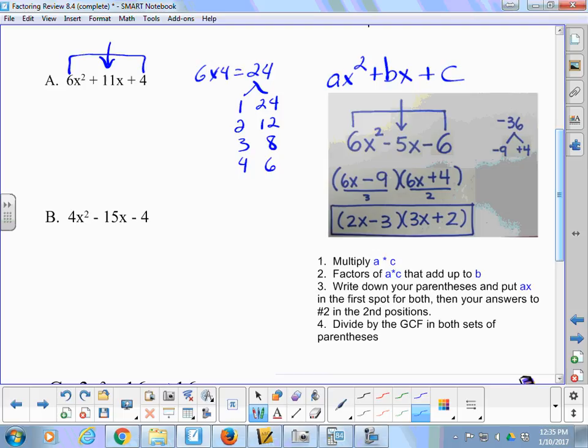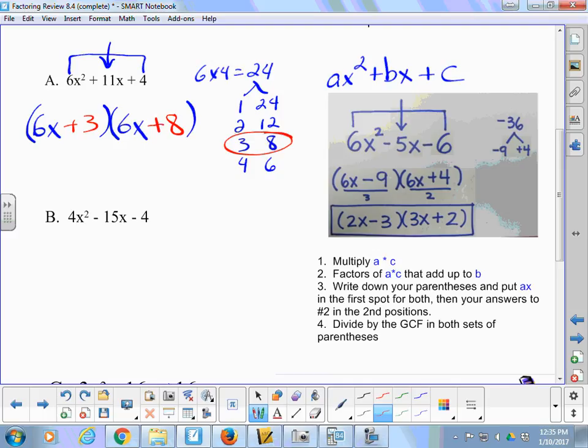So we just need to pick which one, when I add them together, I get 11. Okay, and in this case that is 8 and 3. Okay. So I'm going to put my parentheses. The first spot in the parentheses is going to be 6x, because a times x in both first ones. And then the other parts I'm going to do just like we did yesterday. Since 3 and 8 give me 11, then I'm going to put plus 3 plus 8 there.